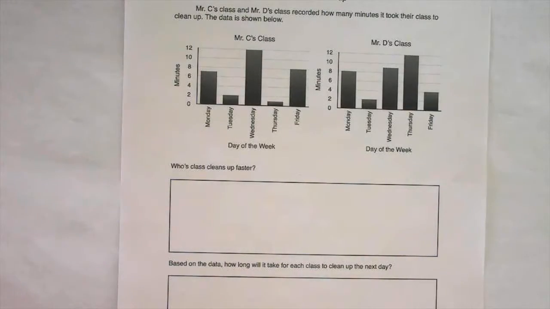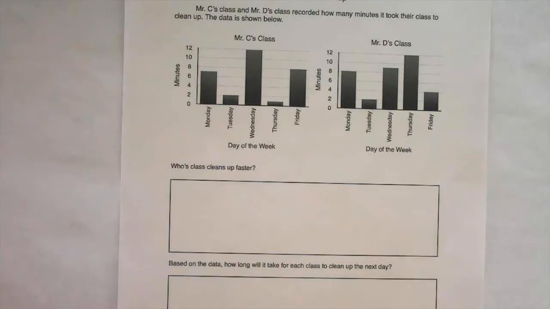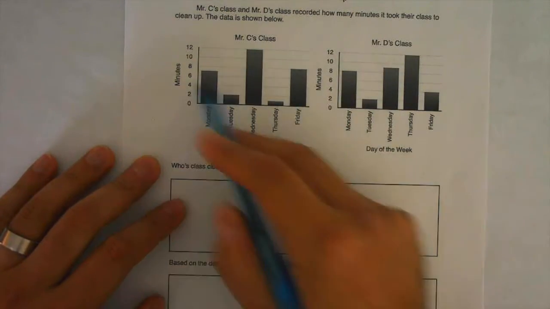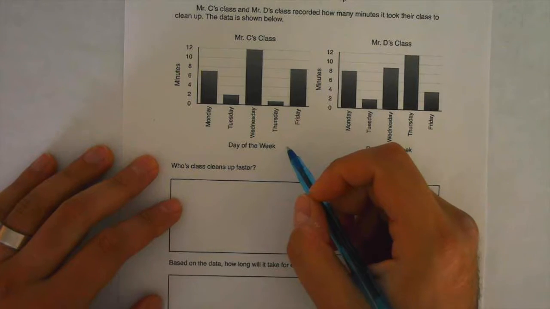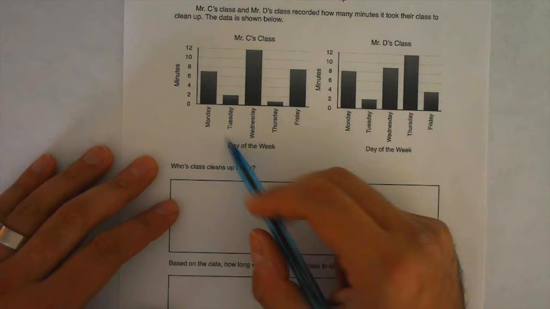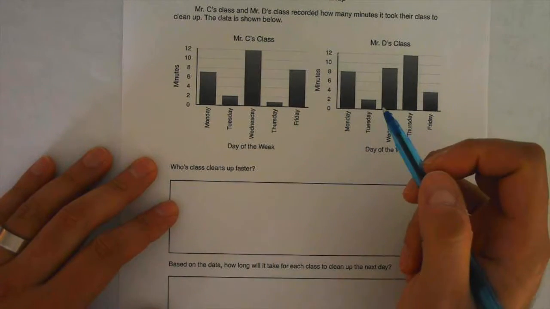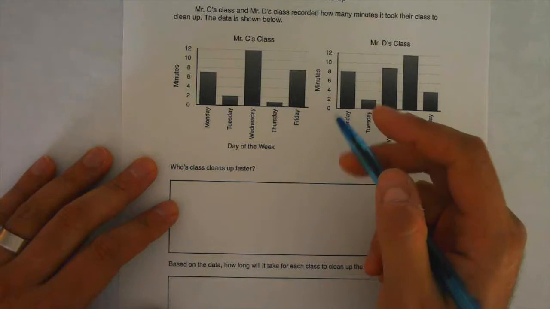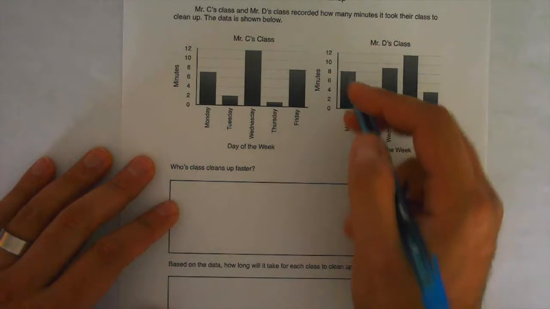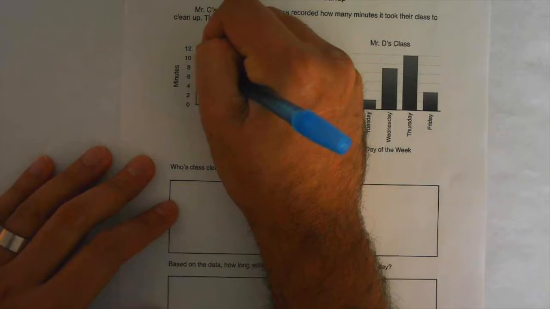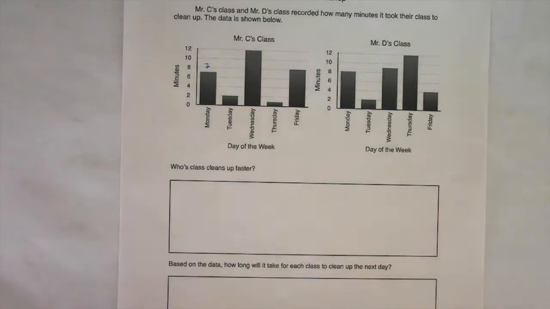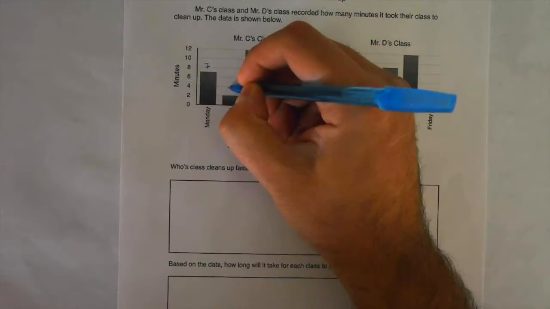By seeing how high the bar is on the scale. Okay, so we have a scale on the left side and we have bars. So let's figure it out. Monday, Mr. C's class. How many minutes does it take to clean that class? 7. So I'm going to put 7 over here, just for this time. What about Tuesday? 2. And then Wednesday?